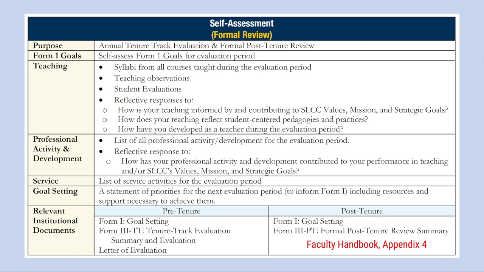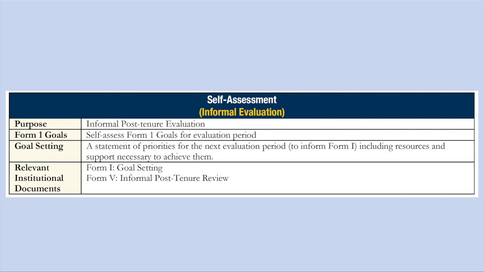You can see the relevant institutional documents for formal review self-assessments, and remember to check with the Faculty Handbook Appendix 4 for these documents, the process, and evaluation guidelines. For the informal evaluation self-assessment, you will upload a self-assessment of your Form 1 goals and a statement of priorities for the next evaluation period.